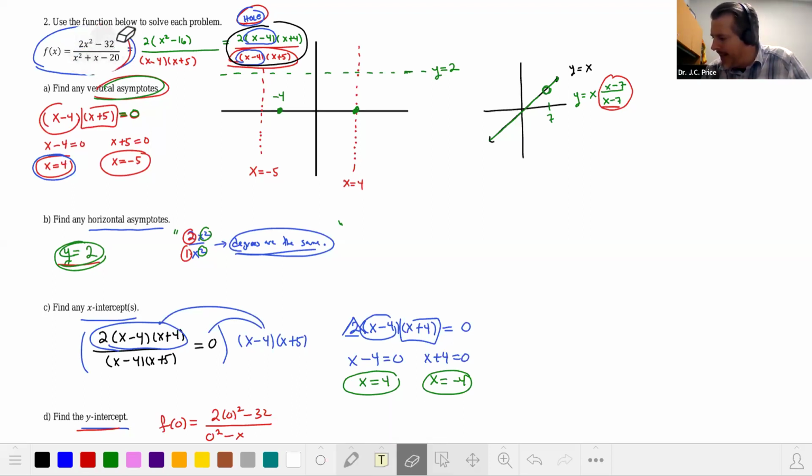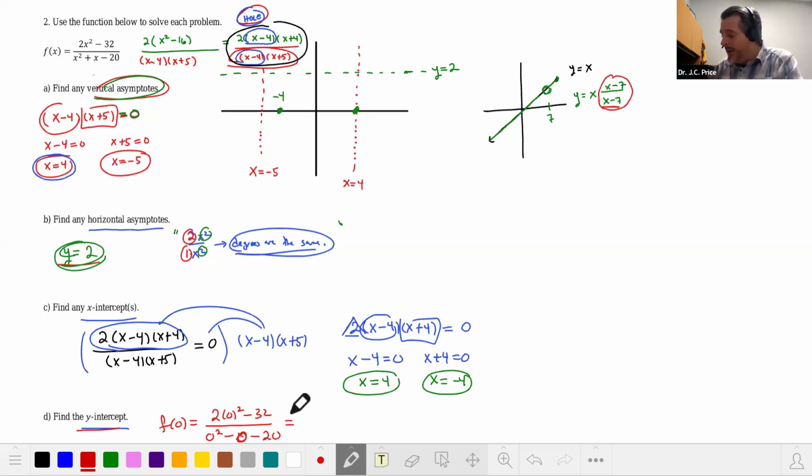So let's erase that so we can see the function again. So it's minus x, which is really minus 0. So put a minus 0 there. And then minus 20. So that's equal to, now be careful, because you just get negative 32 on top and negative 20 on the bottom. And that simplifies. They're both negatives, so the negatives are going to cancel. And they're both even, so you get 16 over, what is that, 10? Oh, and you keep on going, they're still even, so that's 8 over 5.